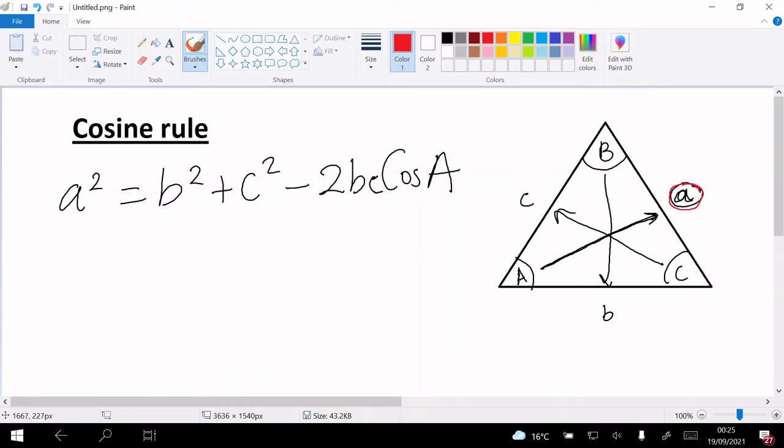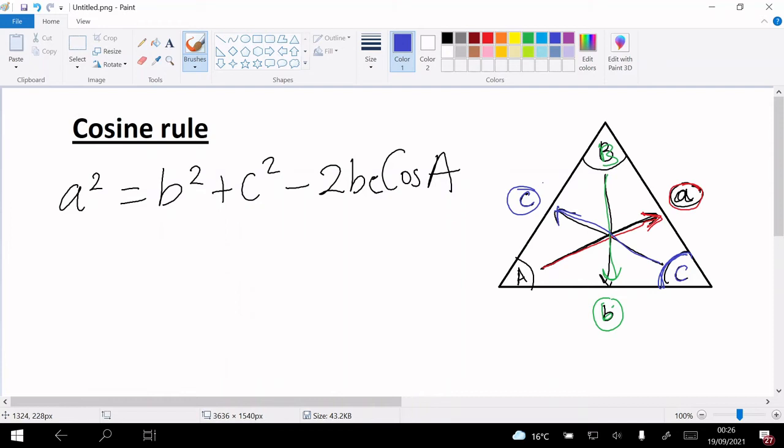Then you name the corresponding side lengths. You will use a small letter to represent lengths and a capital letter to represent angles. It's very important you go for the direct opposite sides. Don't just go for the side next to the angle. You go to the direct opposite side to the angle. So in this case, for A, it will be this, and for B, it will be this, and for C, it will be this. Hopefully that makes sense.